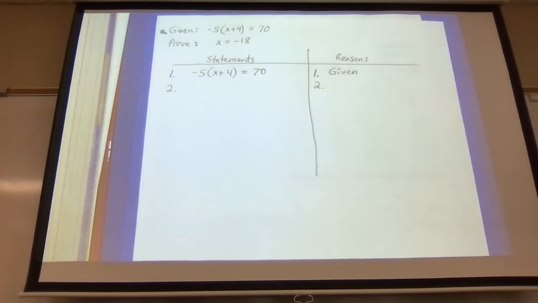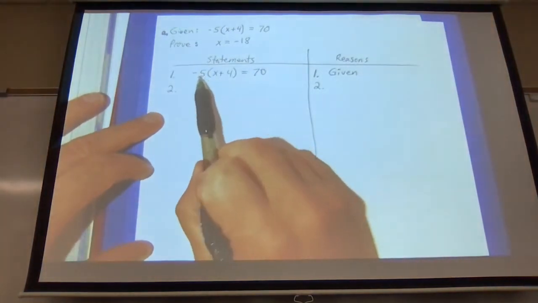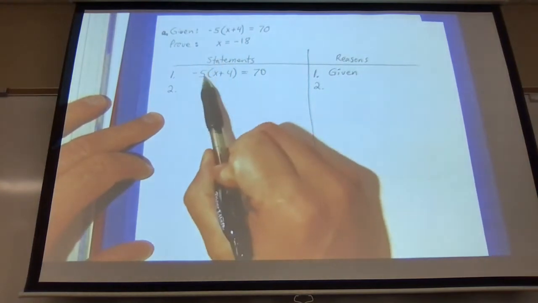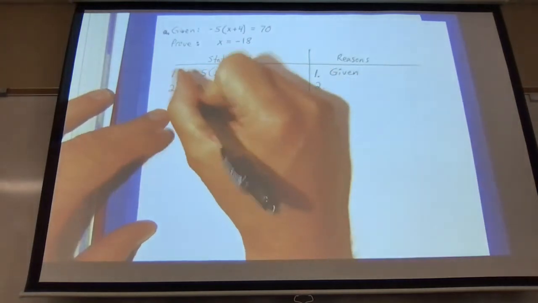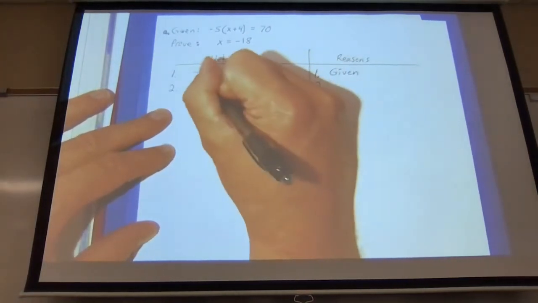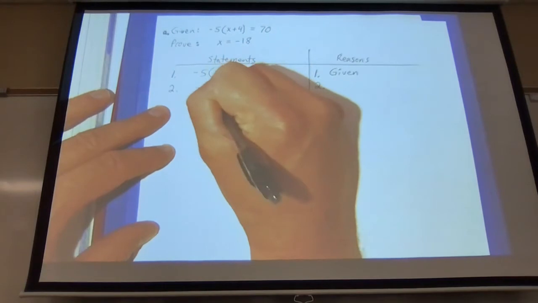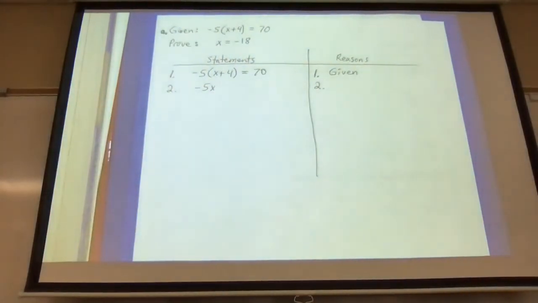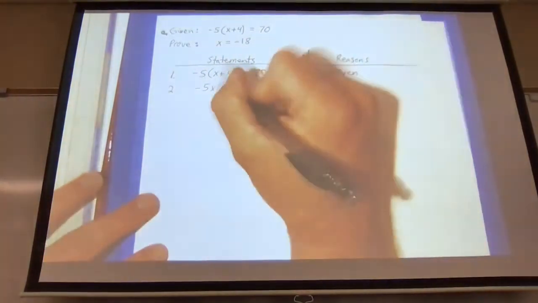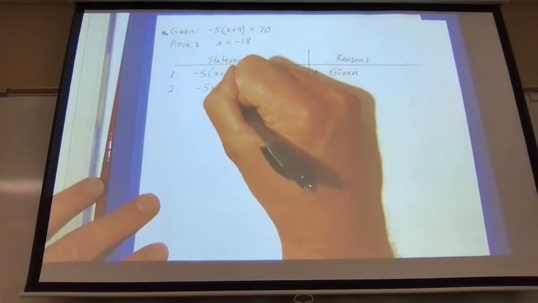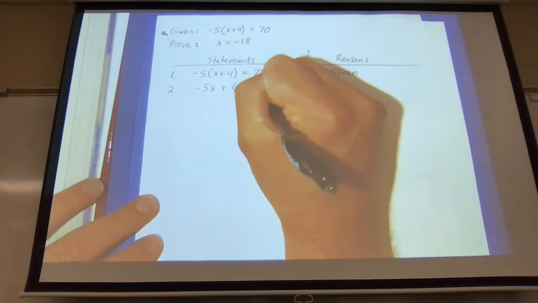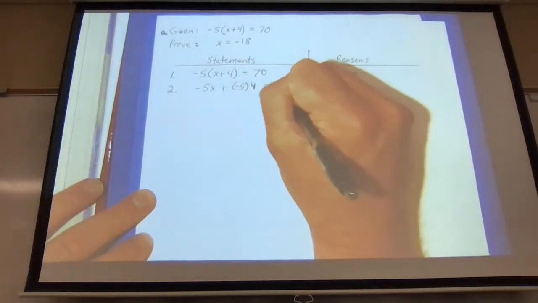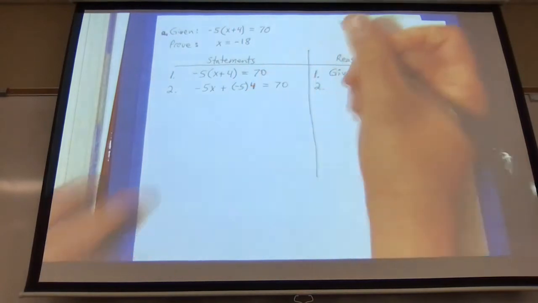So what we're going to do here is this next step. When we have this first equation here, we have a number out in front of parentheses. When you do that, you're going to distribute the -5. So what we're going to do is show that we're distributing the -5. We're going to take -5 times x, -5x. We're going to take that -5, -5 times 4, still going to have to equal 70 over here.